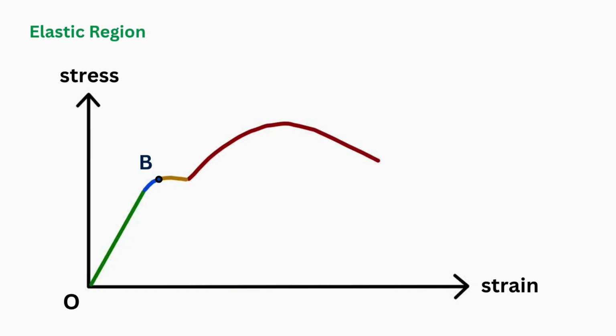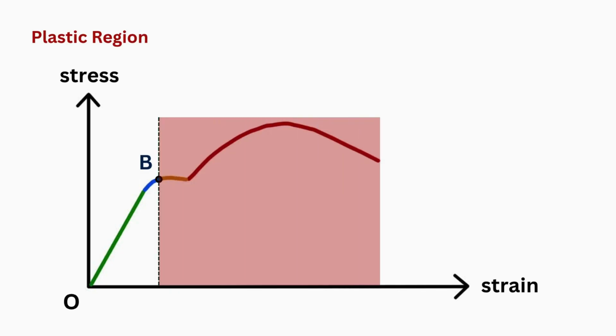The elastic region is the part of the stress-strain curve where the material returns to its original shape and size after the removal of the load. The plastic region is the part of the stress-strain curve where permanent deformation occurs. If the load is removed, the material does not return to its original shape completely.